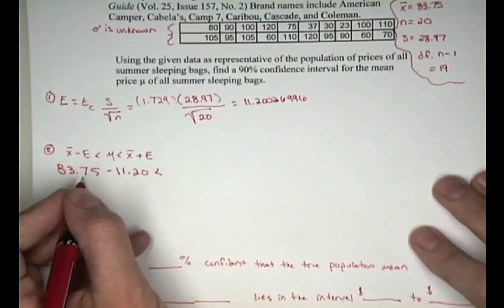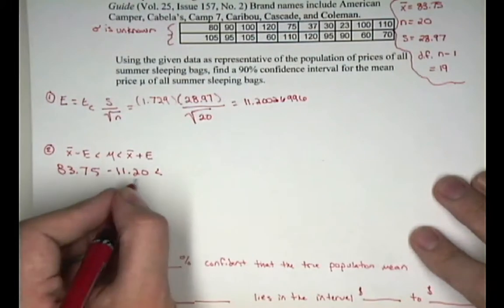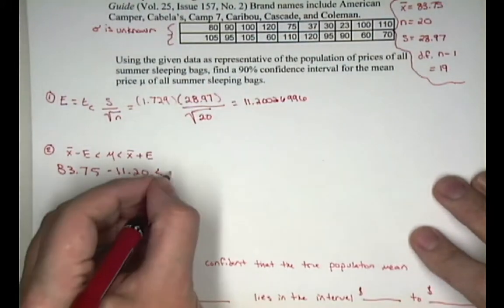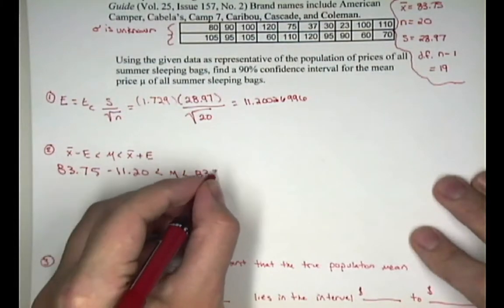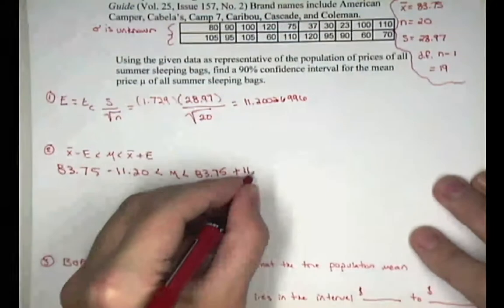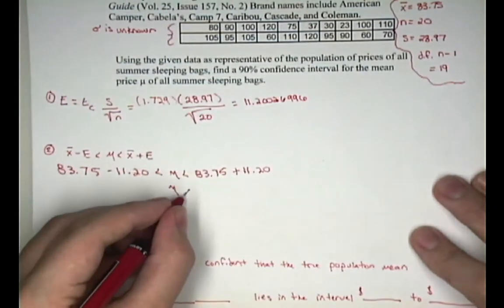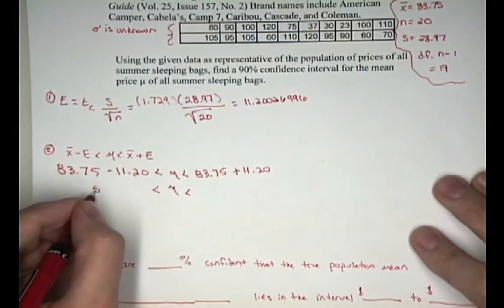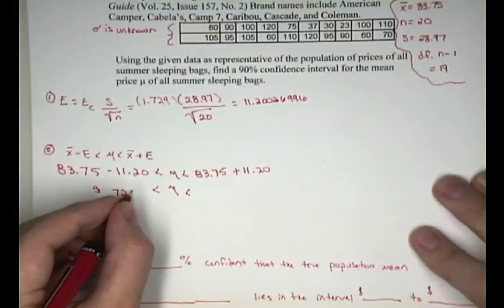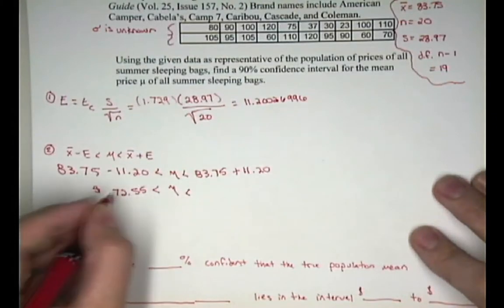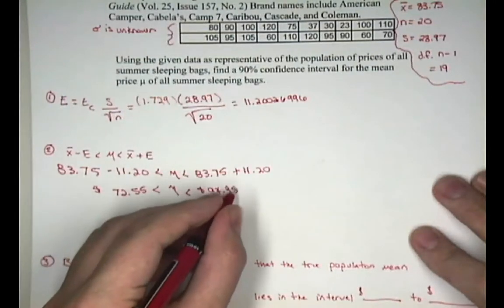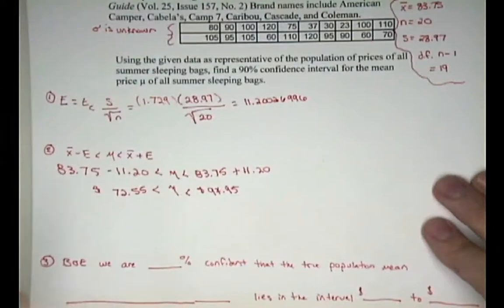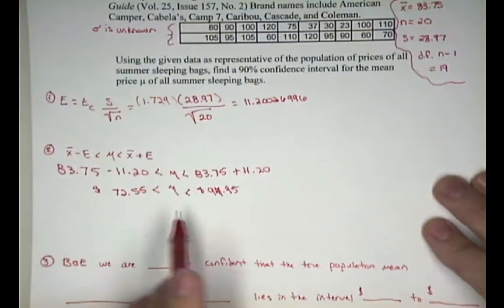So we're going to take the sample mean that we calculated, subtract the error that we just calculated, mu's trapped in the middle, take the sample mean, add the error, and that creates the interval around mu. And again, this is in money to remind myself, so $72.55 on the lower bound. Upper bound price, $94.95. And that is the interval. That's a really ugly 4. There you go. And that's a t-interval.